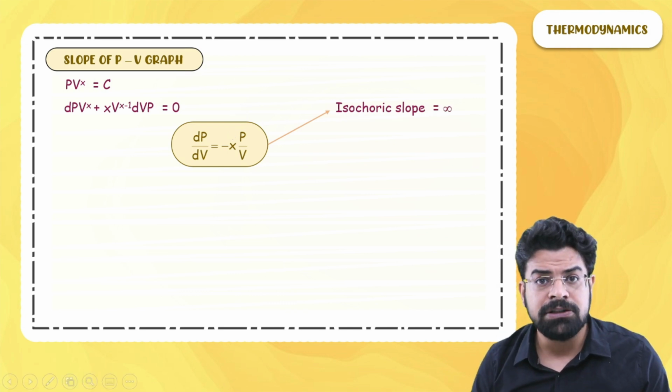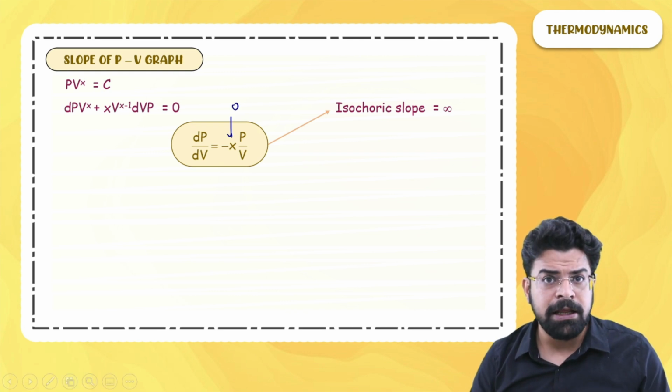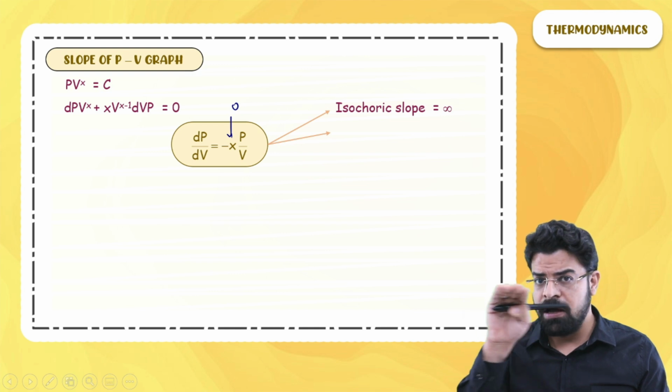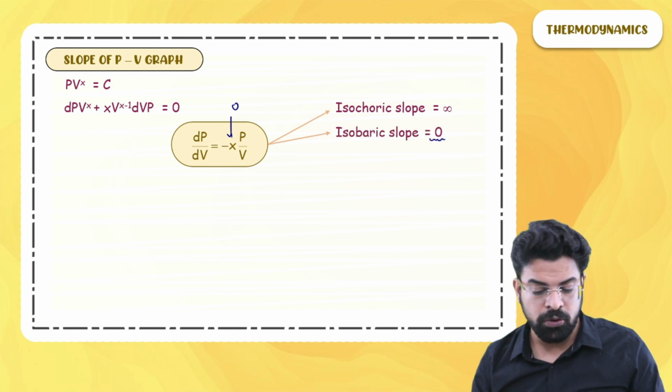For an isobaric process, the polytropic coefficient is 0. So dP by dV is 0 into P by V, which is 0. Hence you get a line parallel to the x-axis. So for an isobaric process, the slope is 0.